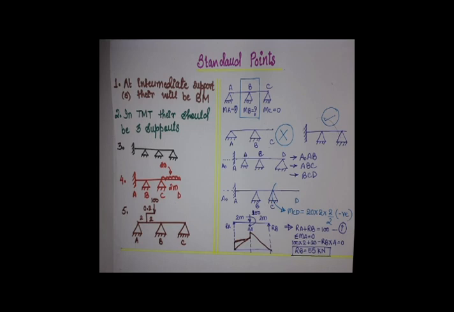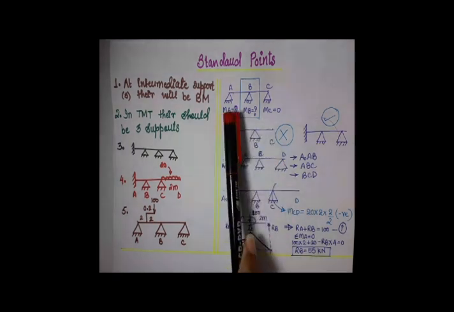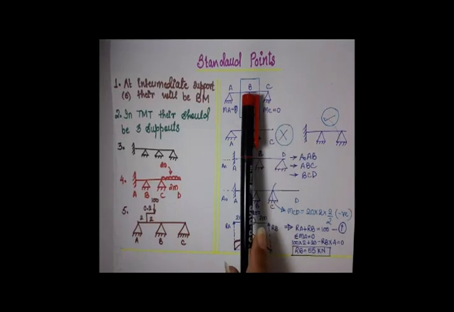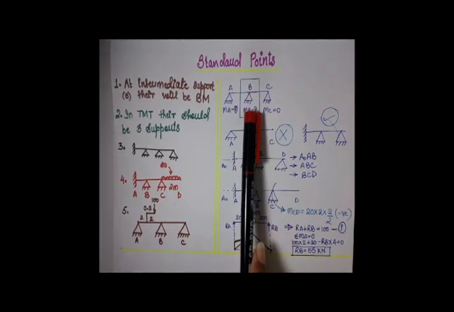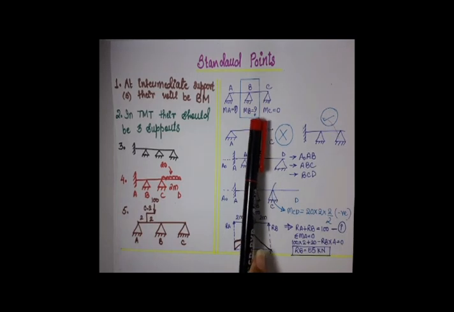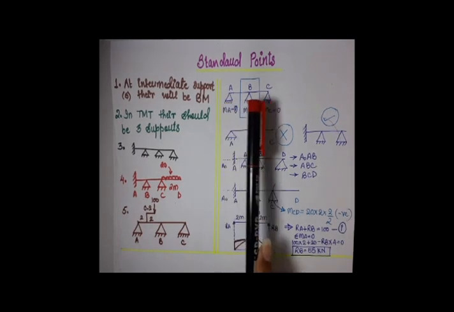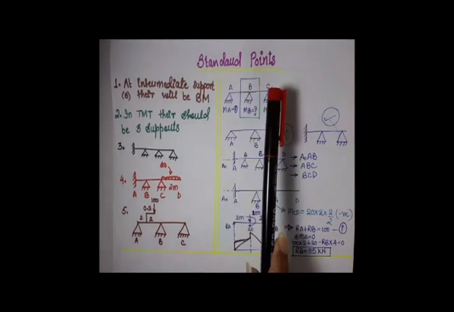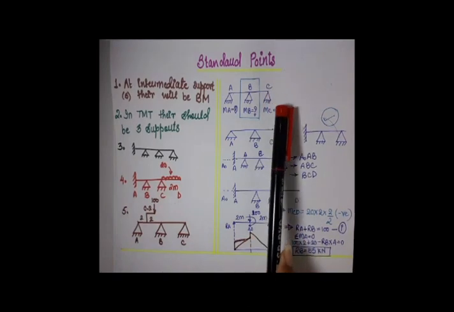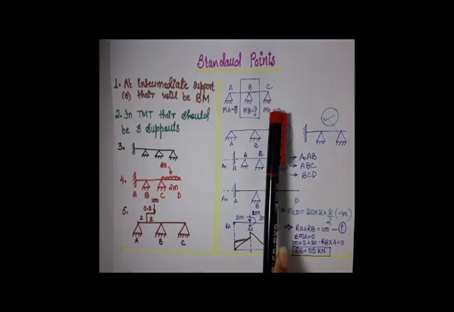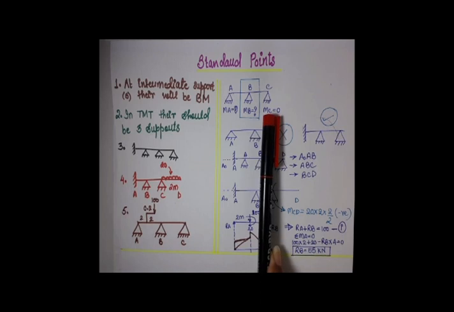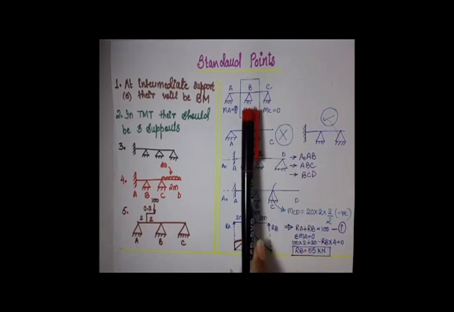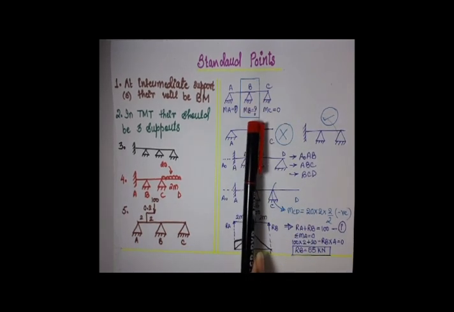Moving to the first point, it says that at an intermediate support there will be a bending moment. This is a beam ABC. Here B would have the bending moment as unknown, that is, we can find the value by the TMT method, and here A and C would have the bending moment as 0, since there are no supports prior to or after them in this beam. But dissimilar to this, the bending moment for B would be something unknown to us.